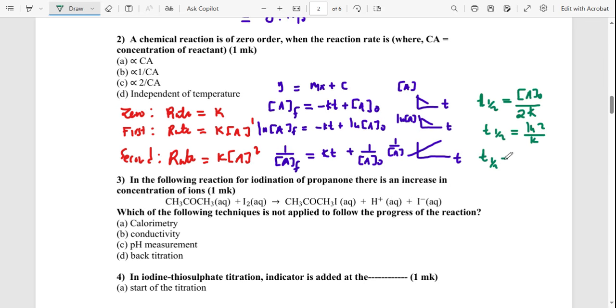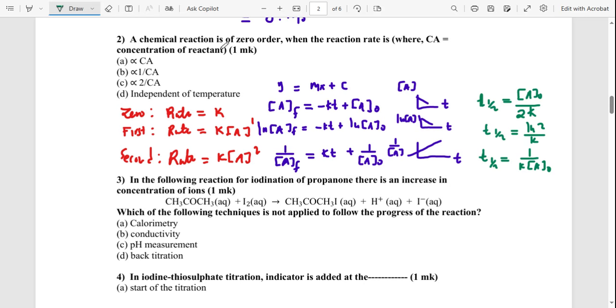For a second order, the half-life is 1 divided by k times the initial concentration of the reactant. This tells you that the half-life will decrease if you increase k or if you increase the initial concentration. So please, these equations that I've written here, all of them are very important for you to know.